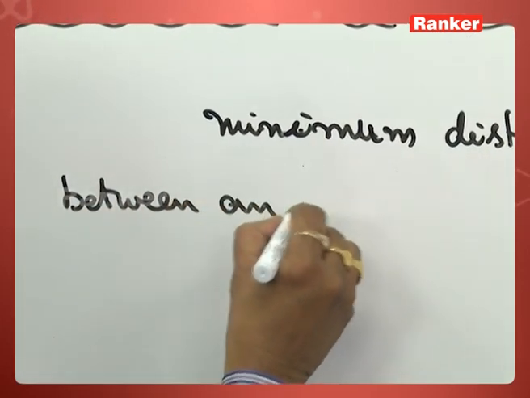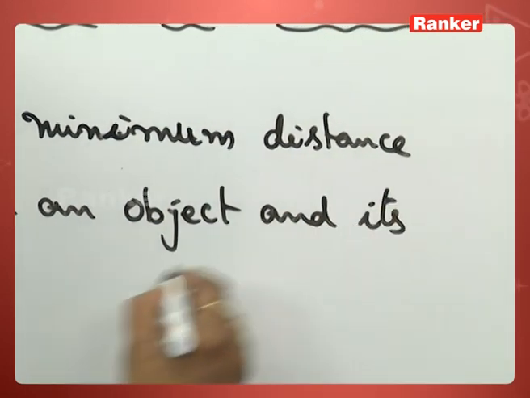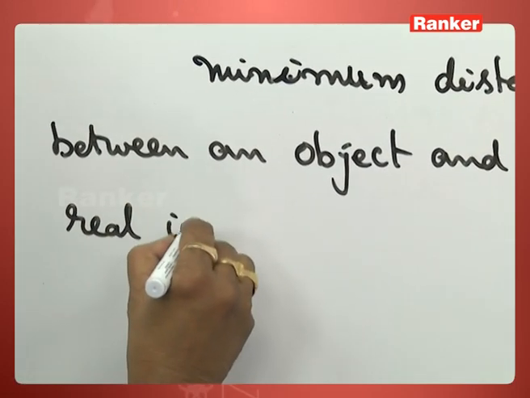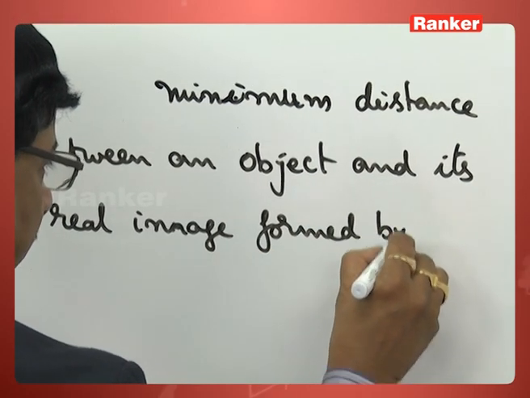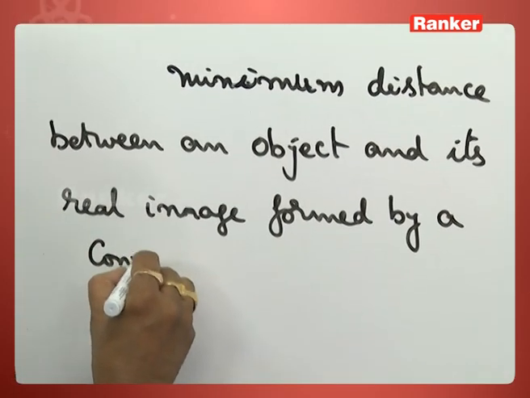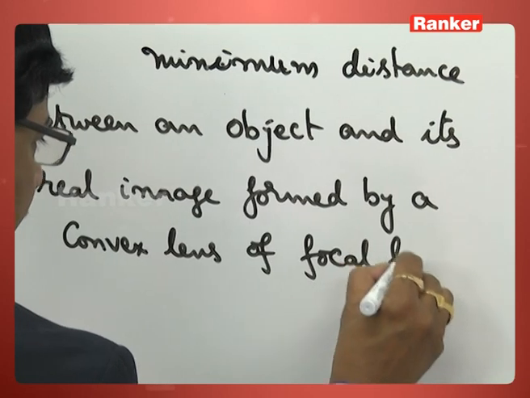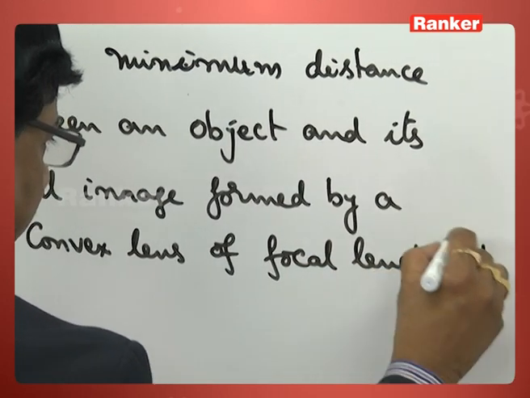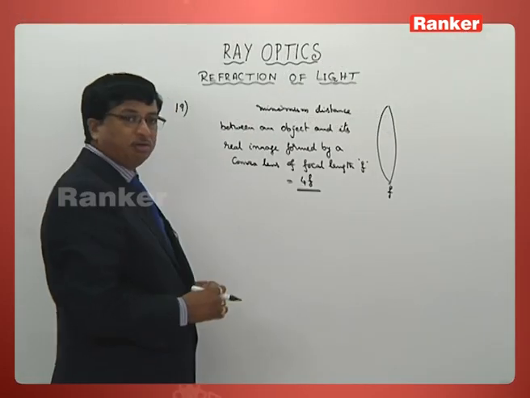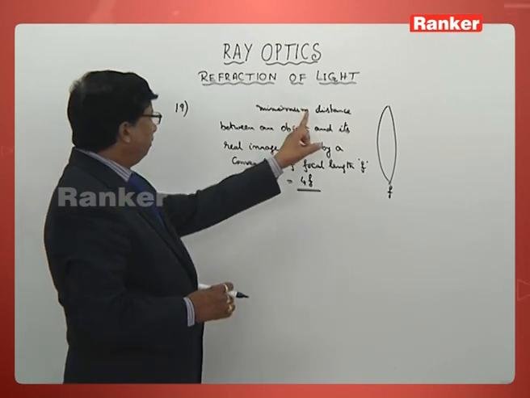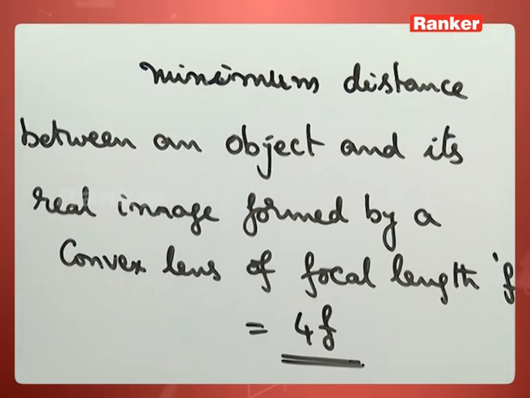Minimum distance between an object and its real image formed by a convex lens of focal length f, that is equal to 4f. Remember this result thoroughly. Minimum distance between an object and its real image formed by a convex lens of focal length f will be 4f.